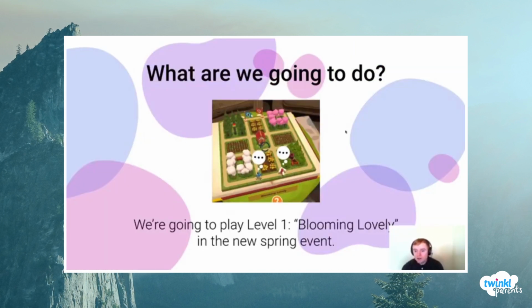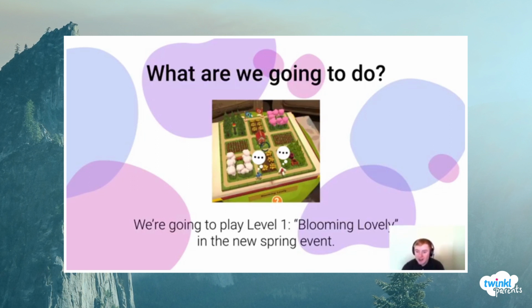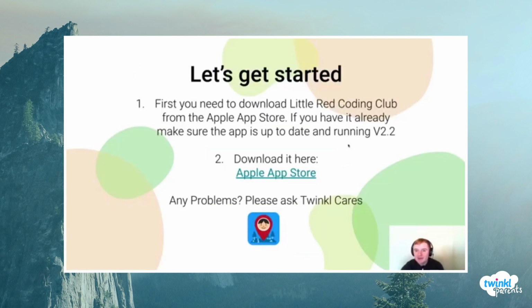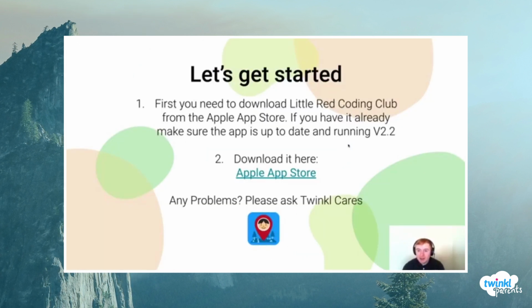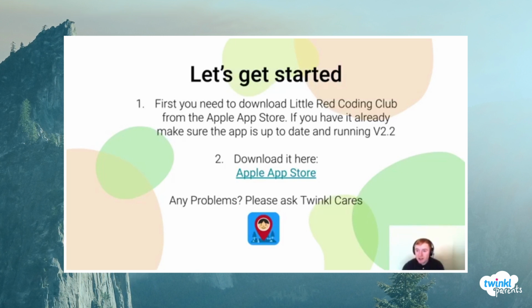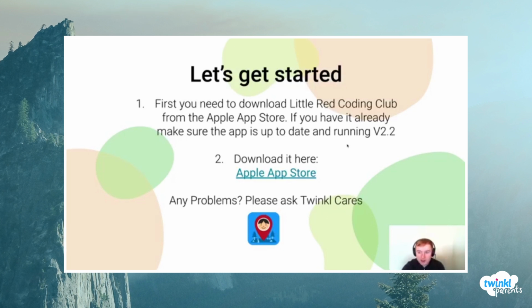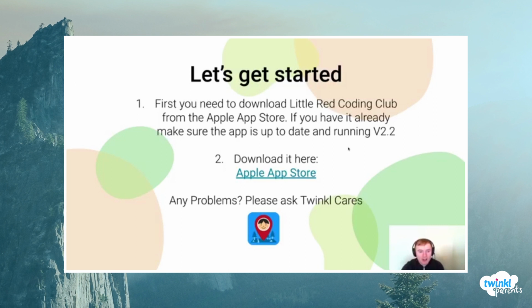So what we're going to do in this lesson, we're going to play Level 1, Blooming Lovely, in the new spring event. So let's get started. First you need to download Little Red Coding Club if you haven't already, and if you have got it, make sure the app is up to date and running version 2.2. This has recently been launched. And if you've got any problems, please ask Twinkl Case.